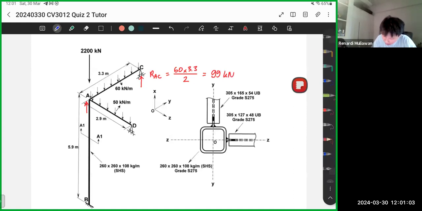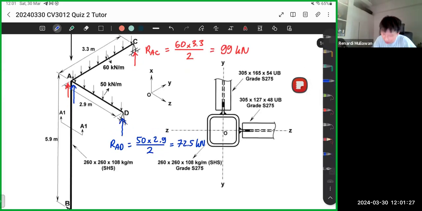Then for beam AD, you have two reactions as well, one here and one there. So the reaction for AD is 50 times 2.9 divided by 2, and you will get 72.5 kilonewtons. So the loading will be 99 here, and then 72.5 here, and then the normal calculations apply.